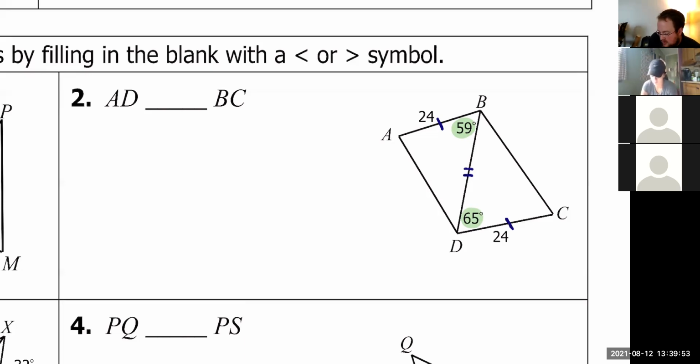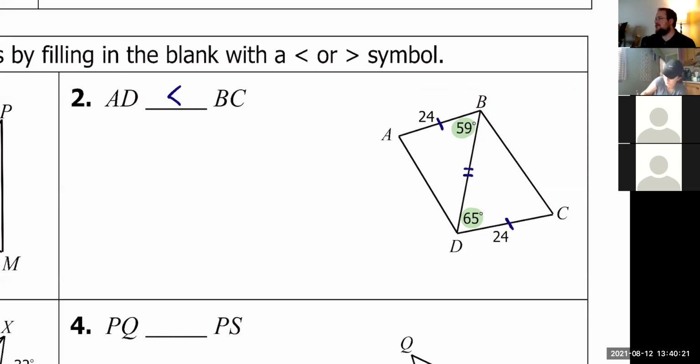Which one's larger? 65. 65, which is opposite which side length? AB. Ooh, careful. 65, we're in this triangle over here. It's going to be opposite BC. So BC must then be greater than AB. AD. Now, that actually means we use a less than symbol because of the order that they gave them to.